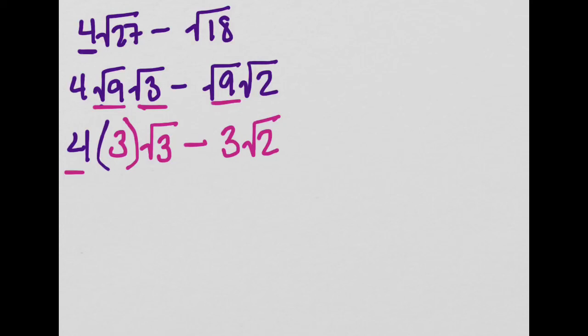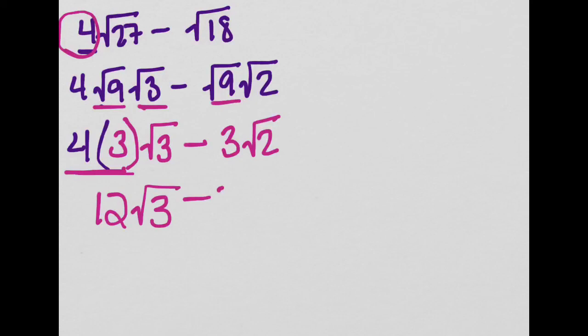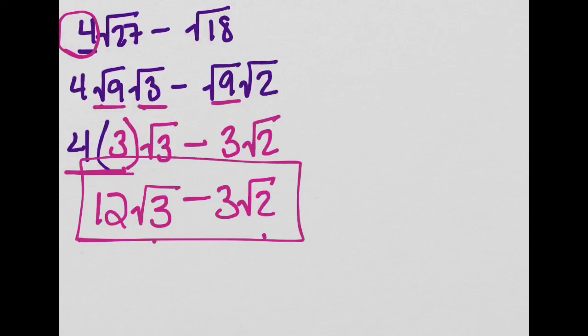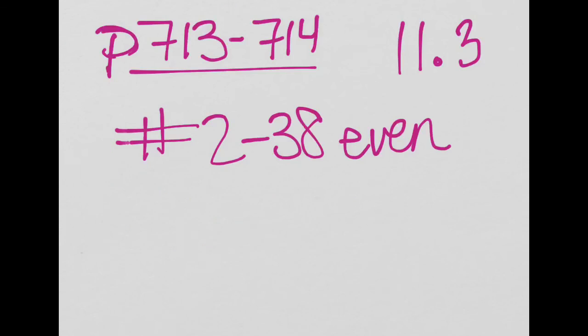Now I have another step here because I had a coefficient to start with. So 4 times 3 is 12. I have 12 times the square root of 3 minus 3 times the square root of 2. I don't have like terms, so this is as simplified as it can get. I cannot combine these two terms because they do not have the same radical symbol. All right, that's as hard as it's going to get.